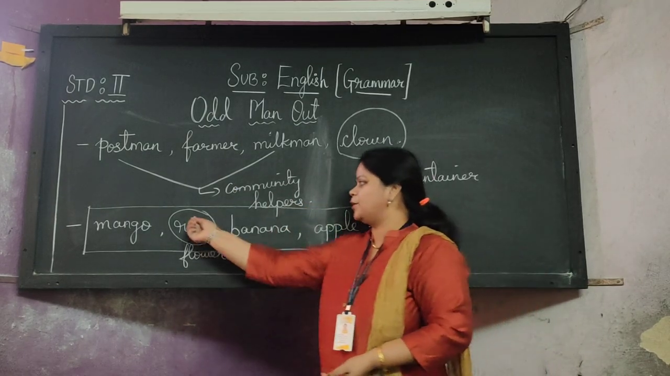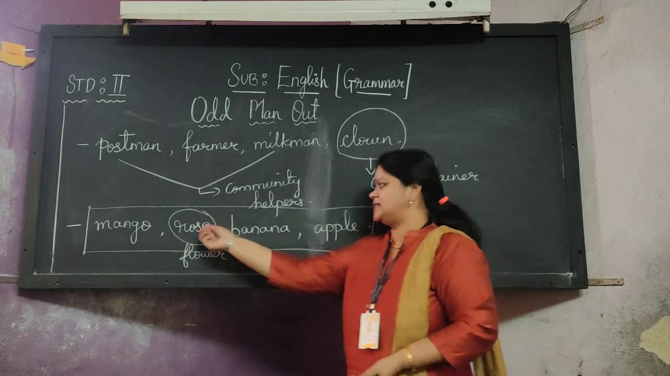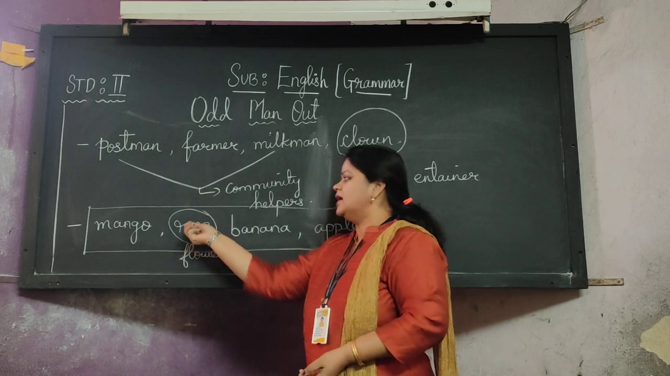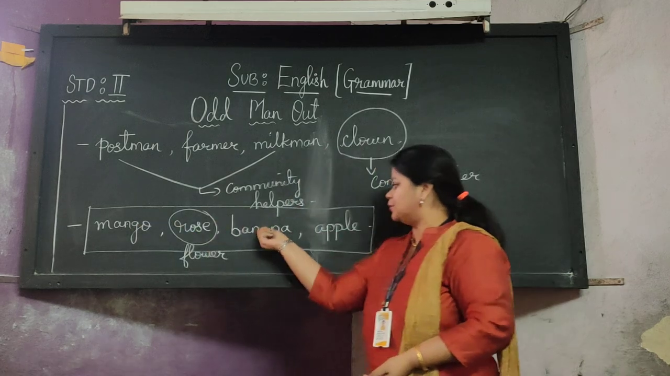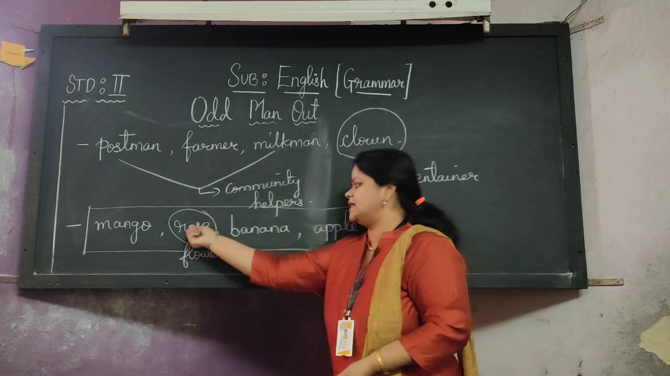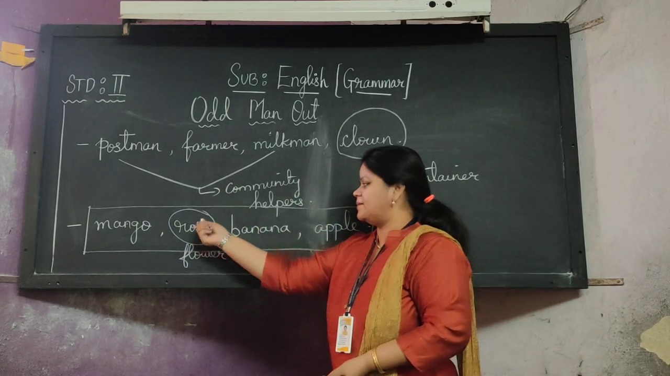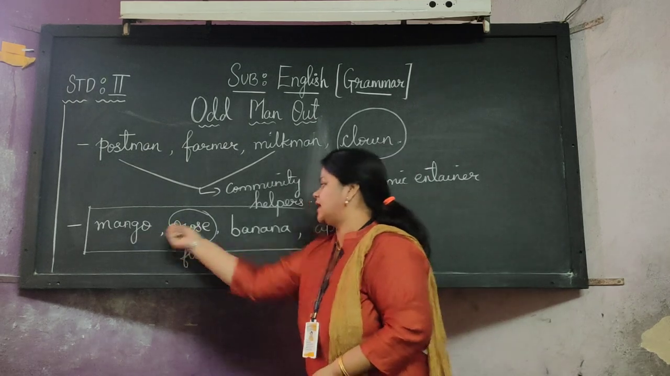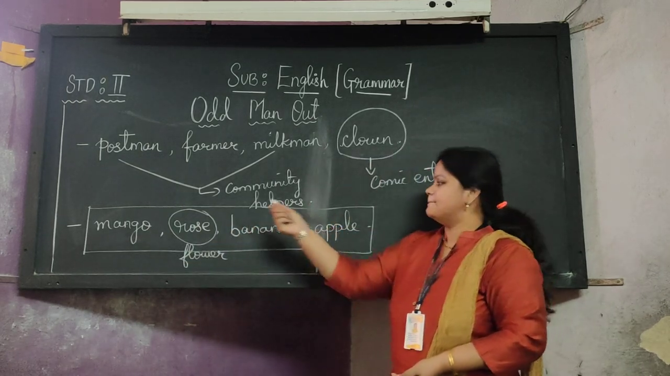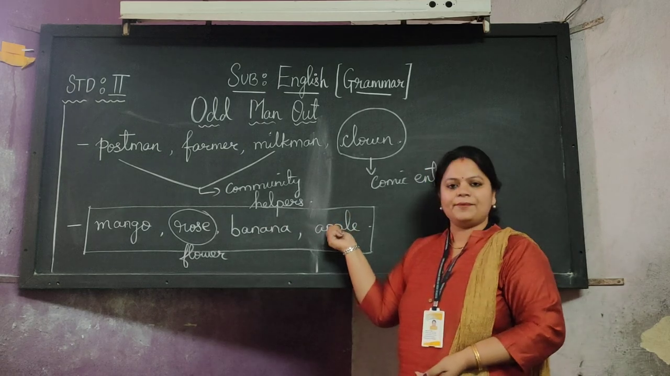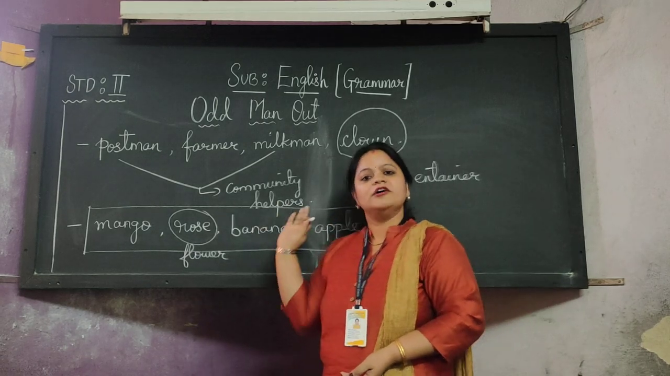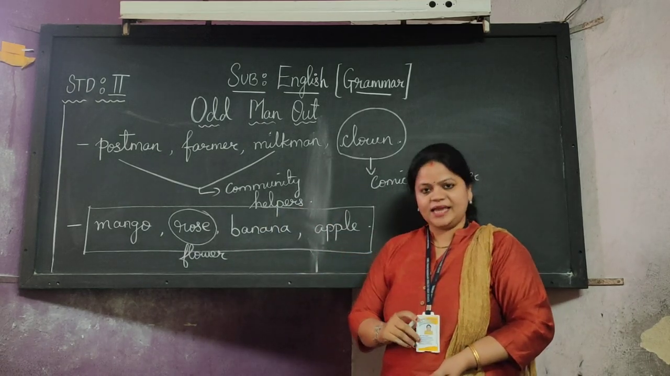So that's why rose is an odd man out. The word rose is different from the other group of words. Rose is a flower. It comes in a flower group, whereas the other three words, mango, banana and apple, come in a fruits category. Yes?